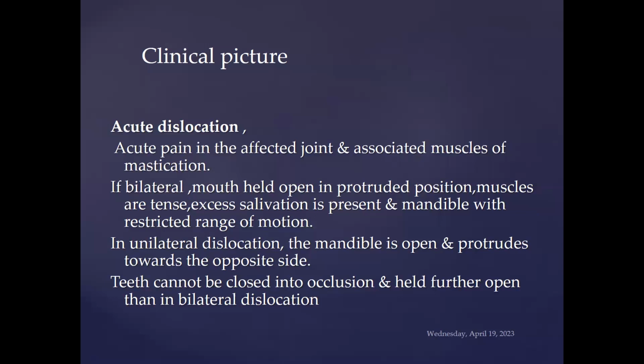If it is bilateral, then the mouth is held open in a protruded position, the muscles are tense, there will be excessive salivation present, and the mandible has a restricted range of motion. If it is unilateral, then again the condyle is out of the condylar fossa, in front of the articular eminence, and the mandible tends to deviate to the opposite side. The teeth cannot be brought into occlusion. It will be held further open than in bilateral dislocation. Any doubts?